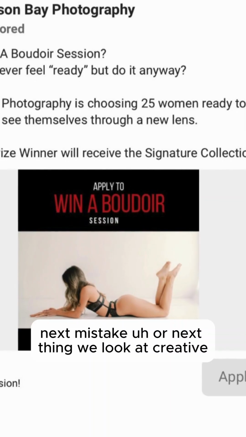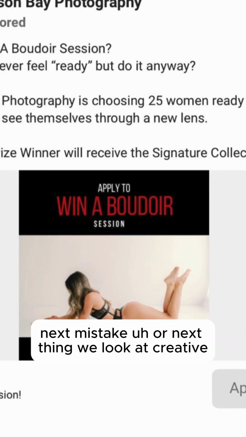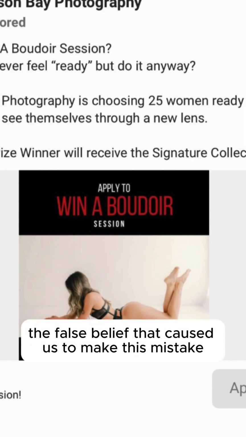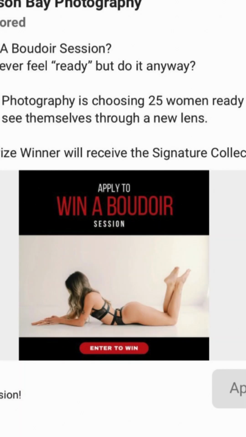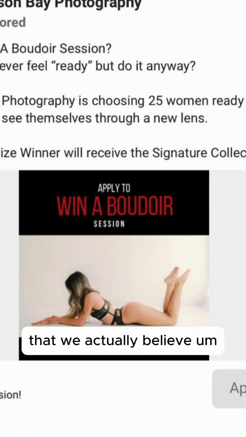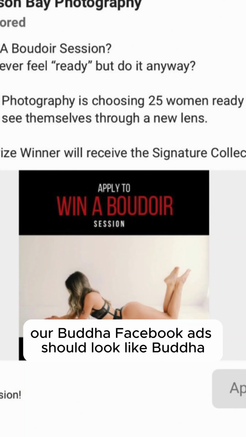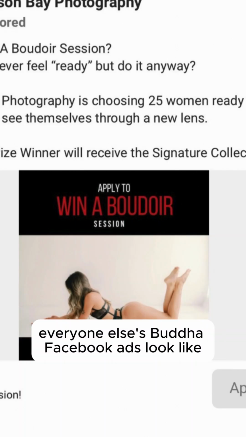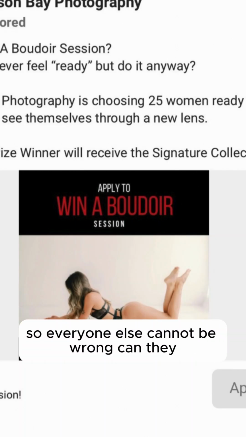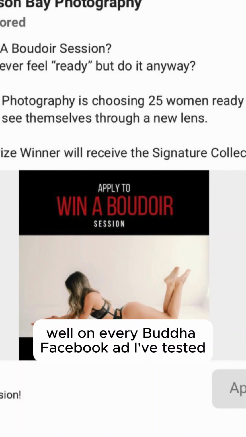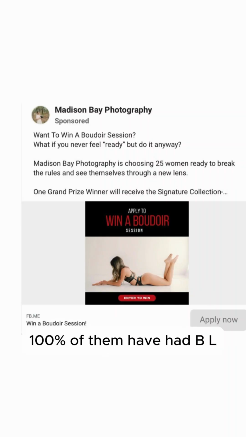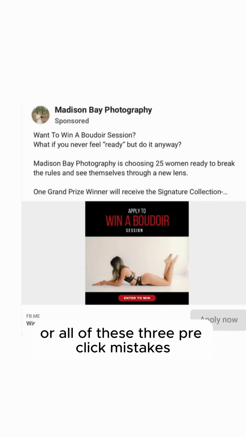Next thing we look at, creative. We've got the looks like an ad mistake here. The false belief that caused us to make this mistake is that we believe our Boudoir Facebook ads should look like Boudoir Facebook ads because that's what everyone else's look like, so everyone else cannot be wrong. Can they? Well, in every Boudoir Facebook ad I've tested and the backends I've looked at, 100% of them have had BLCS, Boudoir low click syndrome, because they're making some or all of these three pre-click mistakes.